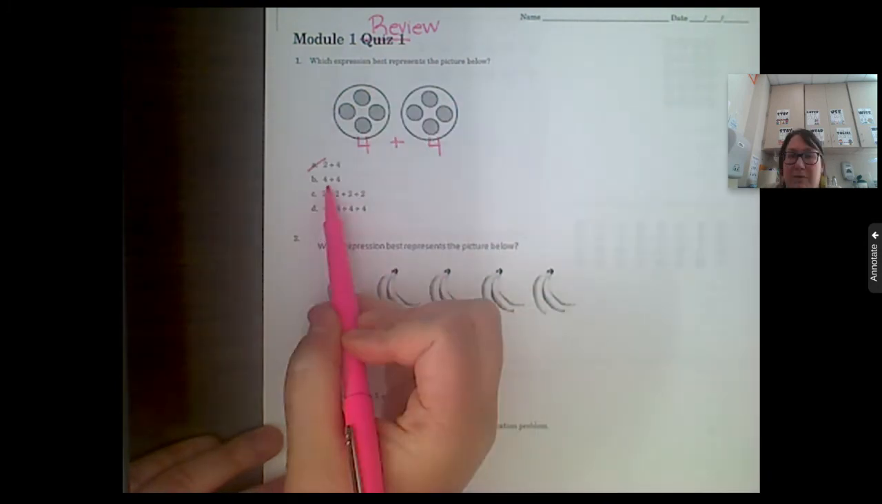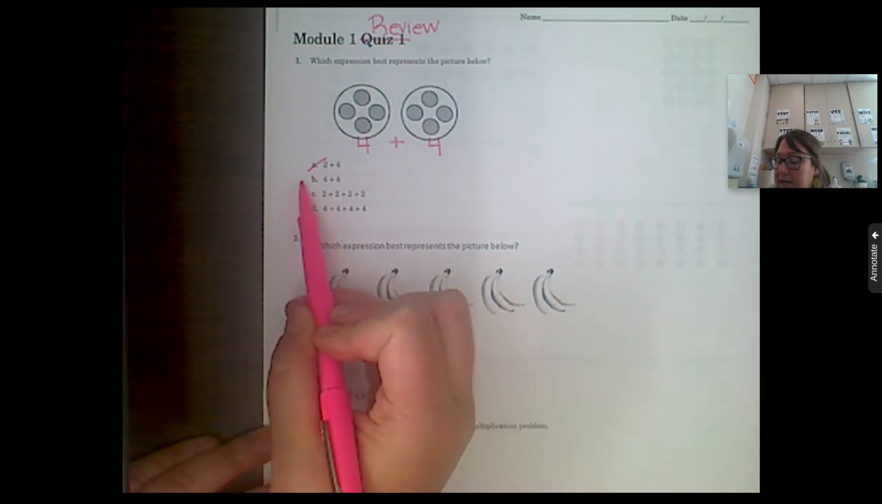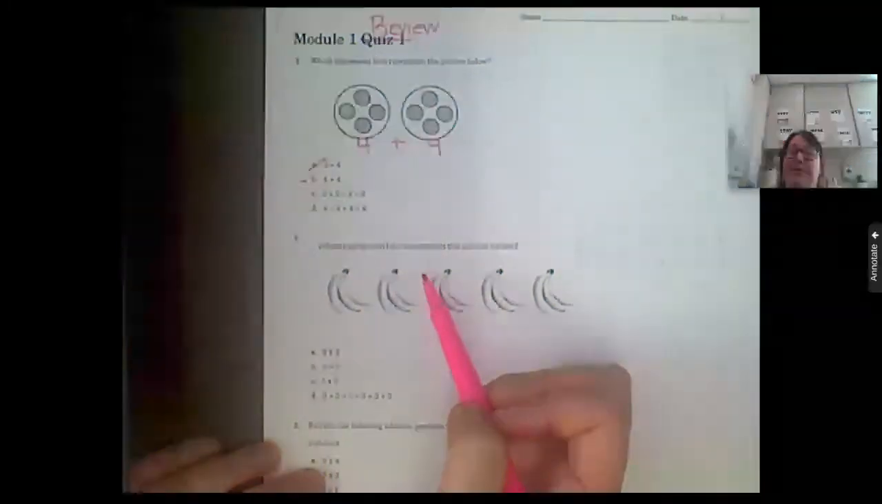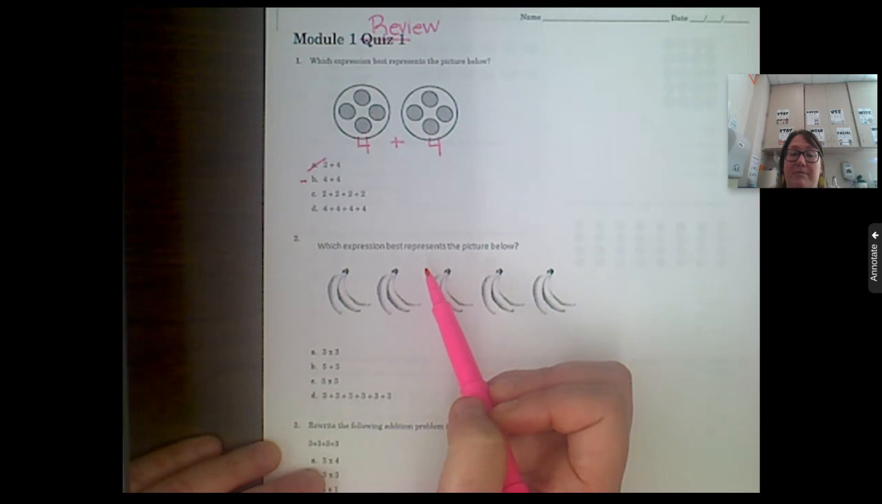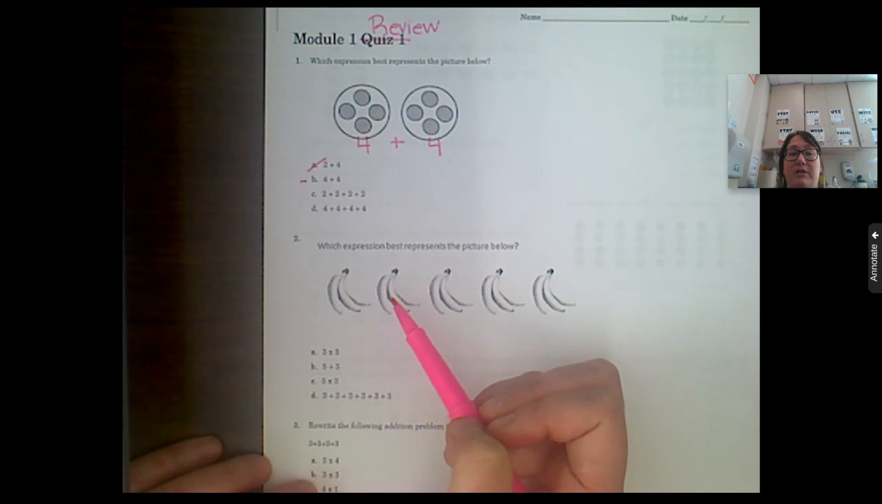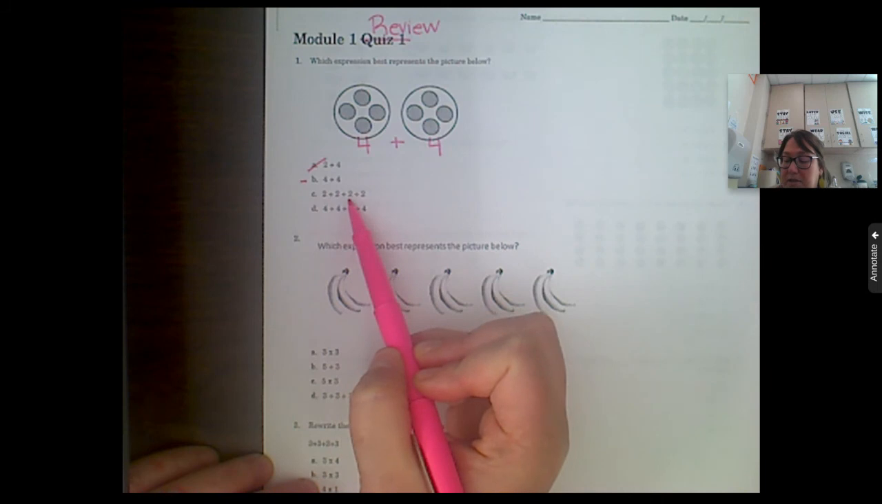B says 4 plus 4. Does it show 4 plus 4? It sure does. So we think it's that, but we shouldn't just choose it automatically. We should look at the other choices, because sometimes the choices can be tricky and we think that they're correct, but they're not. So we always want to make sure that we're looking through all 4 of our choices if we're dealing with a multiple choice question. The next one says 2 plus 2 plus 2 plus 2.